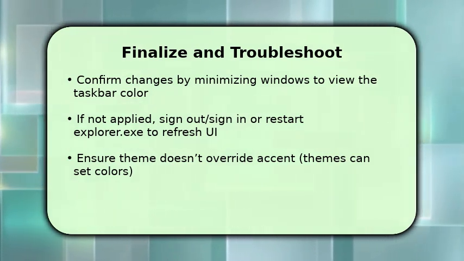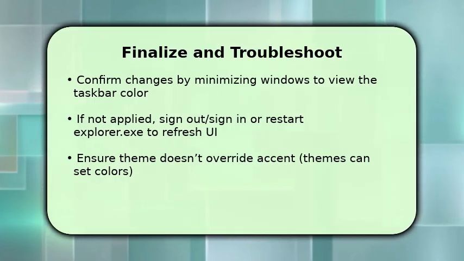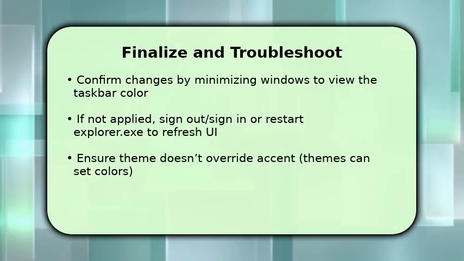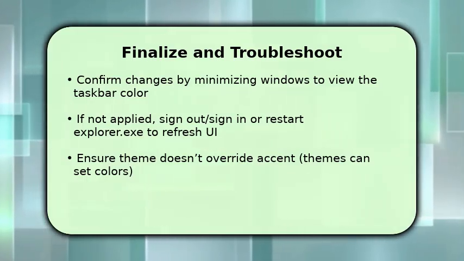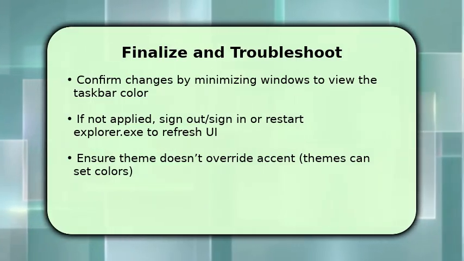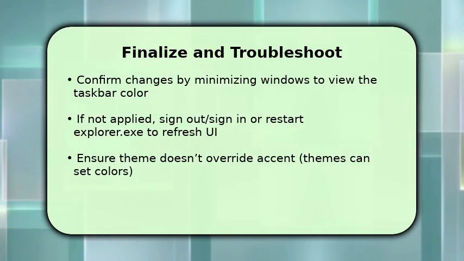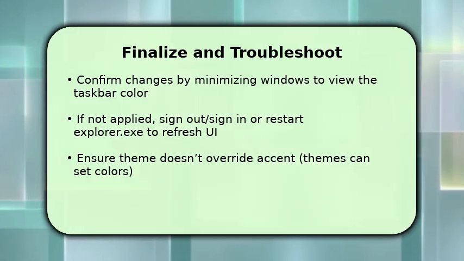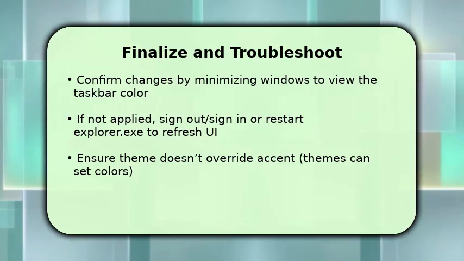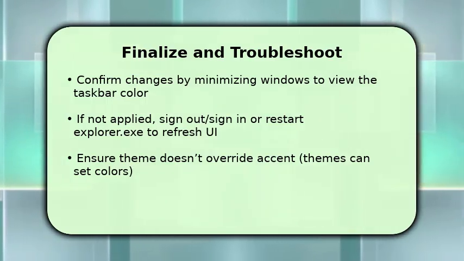If the color didn't update, sign out and sign back in, or restart Explorer via Task Manager to force a UI refresh. Make sure the active theme isn't overriding your choice. Switch to a default or custom theme if needed. One key troubleshooting tip: if colors still fail, disable high contrast or accessibility themes. Then reapply your accent so system settings can accept the change.